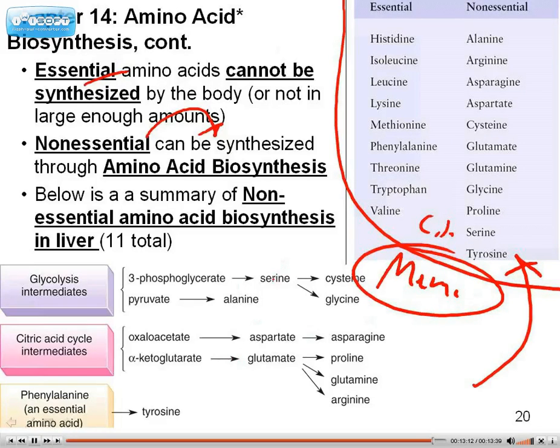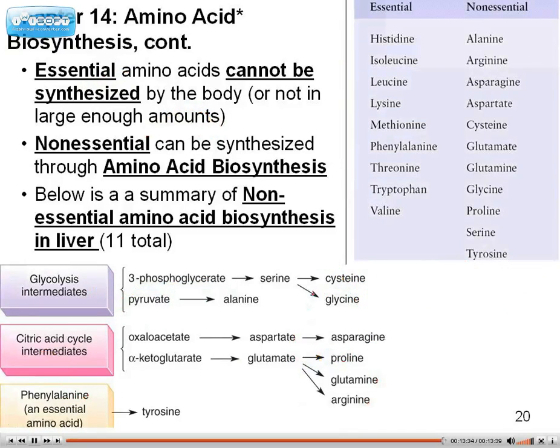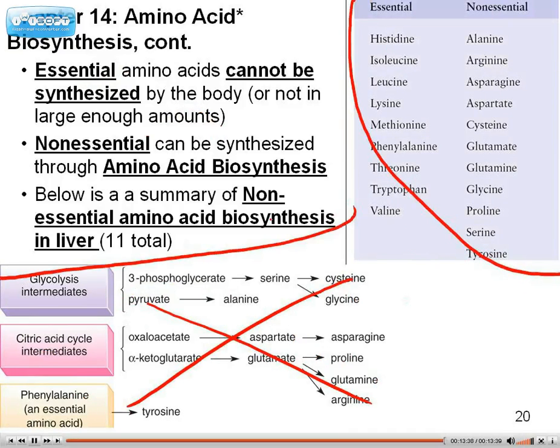This part over here shows you the breakdown. It shows you the synthesis of various starting glycolysis, citric acid, or amino acid intermediates in order to create our non-essentials. But I'm not going to test you on this part. I am going to test you on this here and test you on this. And this.